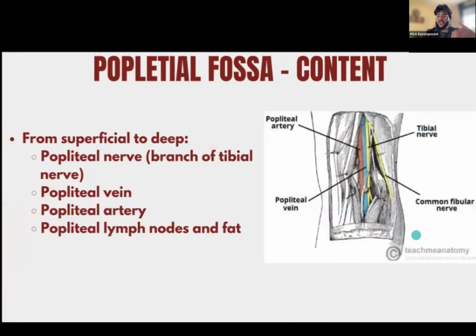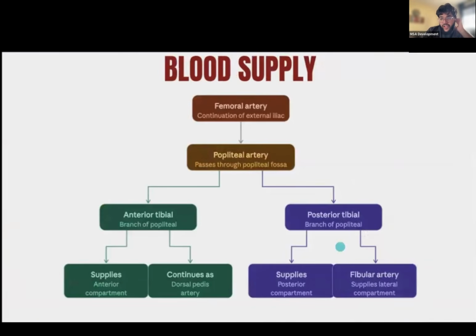From superficial to deep, you want to know the contents of the popliteal fossa. It's very common that they could ask it very easily, but it's very simple. Everything starts with popliteal. So you have the popliteal nerve, artery, vein, and you have the popliteal lymph nodes and fat. That's all you need to know. Let's talk about the blood supply of the leg real quick.